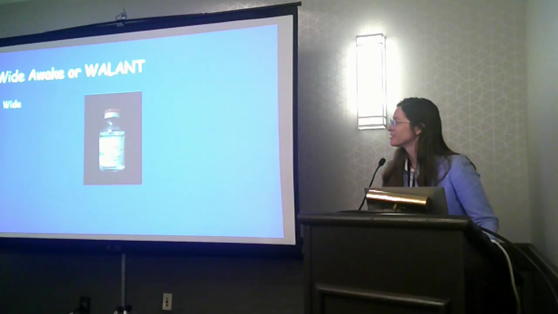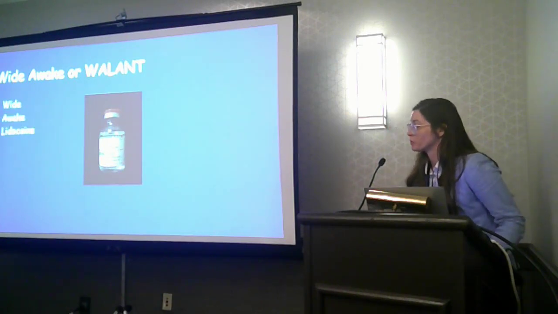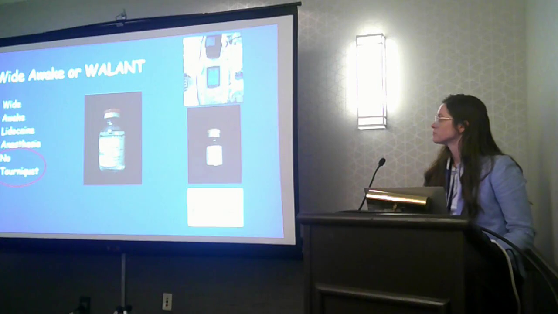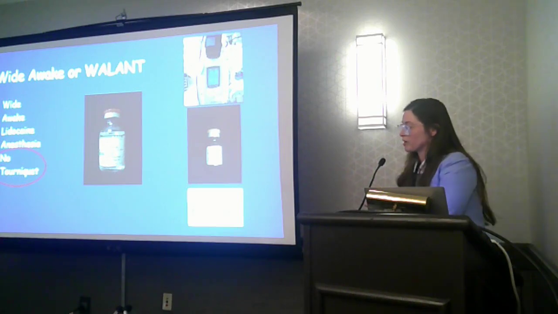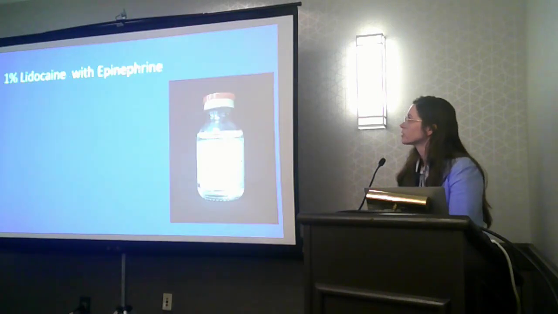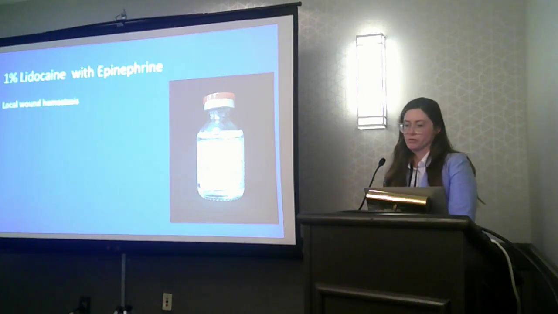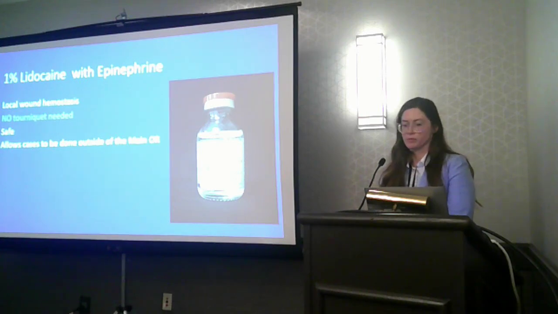what is WALANT? Wide awake local anesthesia with no tourniquet, with lidocaine as the anesthesia. So we don't have to use the things on the left that we use in the operating room. WALANT uses 1% lidocaine with epinephrine. The lidocaine and epinephrine are used for local wound hemostasis, which means we don't have to use a tourniquet. It's safe, and allows procedures to be done outside of the main OR.